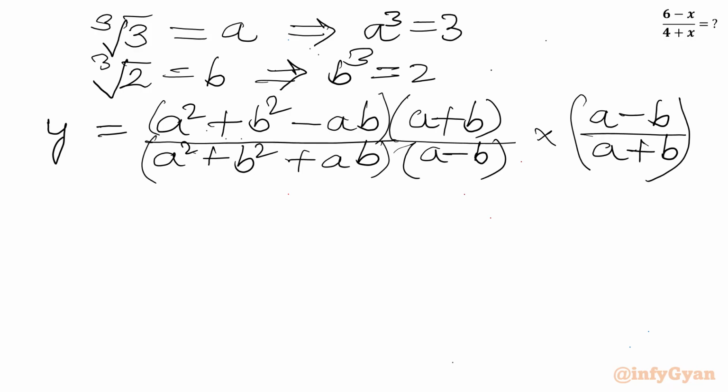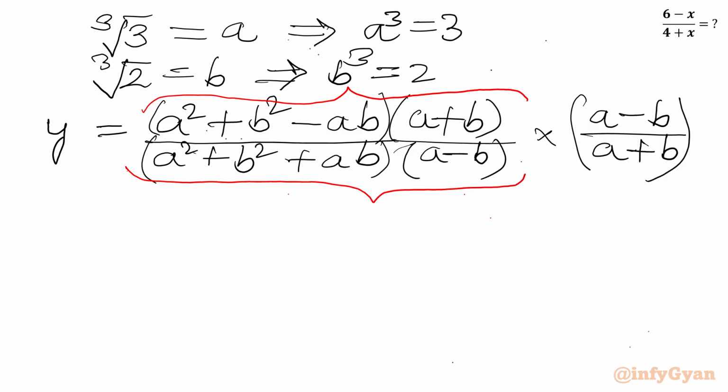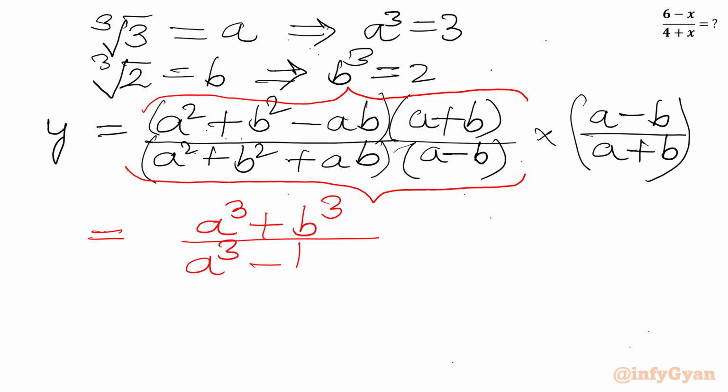Now you can see two identities are there. This is our first identity: (a plus b) times (a square plus b square minus ab), and (a minus b) times (a square plus b square plus ab). So I can write here numerator is a cube plus b cube and denominator is a cube minus b cube. Then we have (a minus b) over (a plus b).